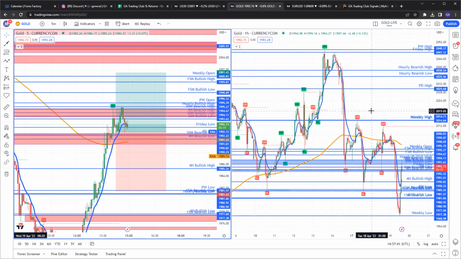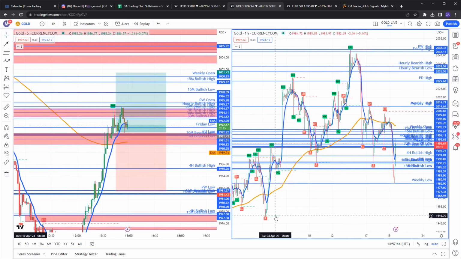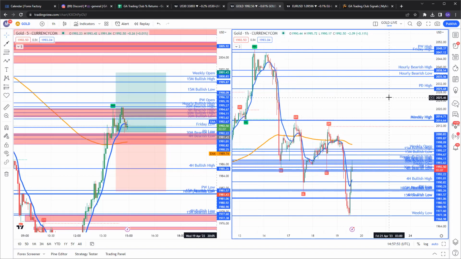Do I see any structure? Structure to the downside, possibly 1950. But even for that to happen, I just don't like this whole structure. So for me, gold right now is just consolidating. That's what I see for gold.